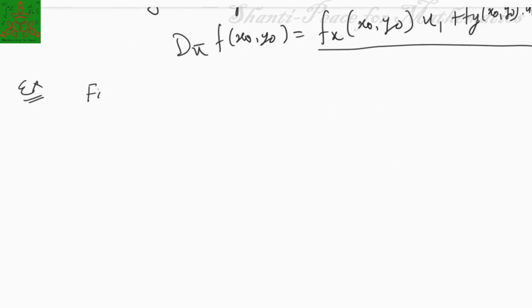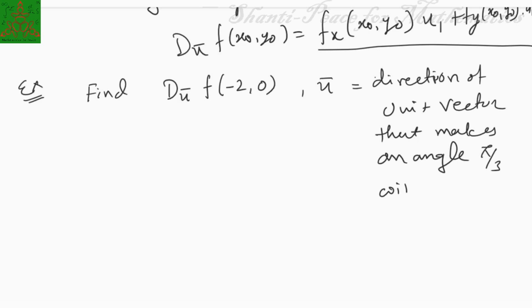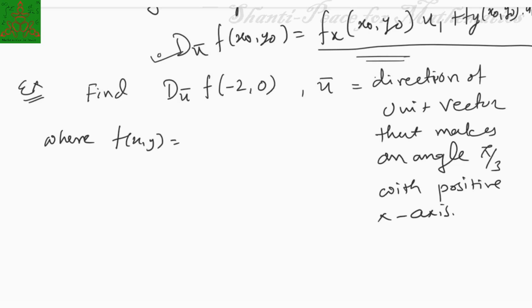So the question is to find the directional derivative D_u bar of f at point (-2, 0), where u bar is the direction of the unit vector that makes an angle pi by 3 with the positive x-axis, where the function is given as e power xy. So we will calculate this directional derivative using this method.